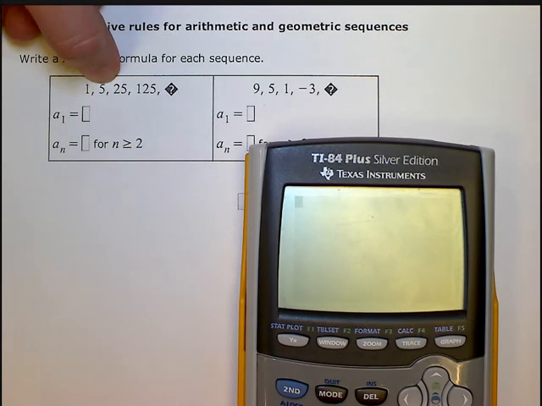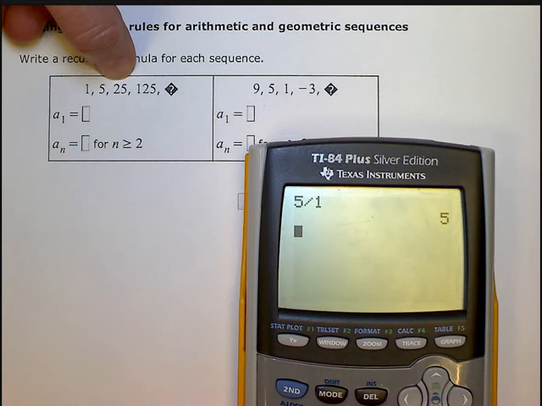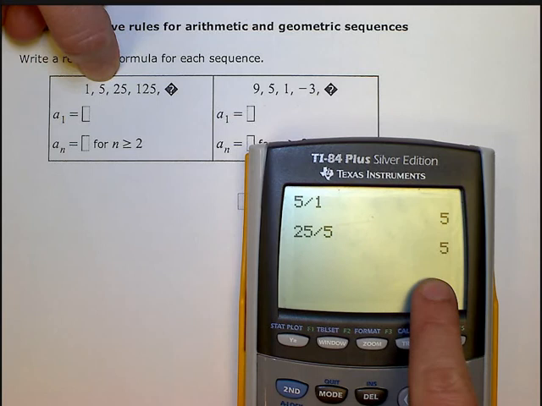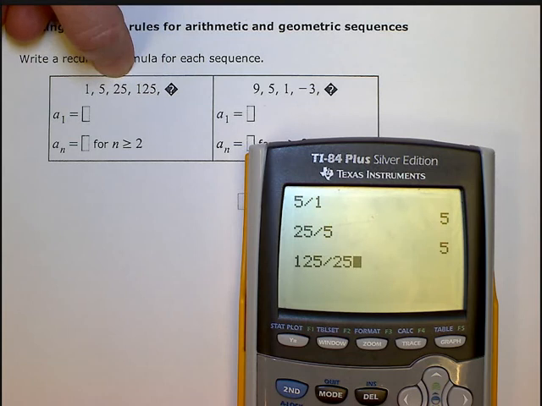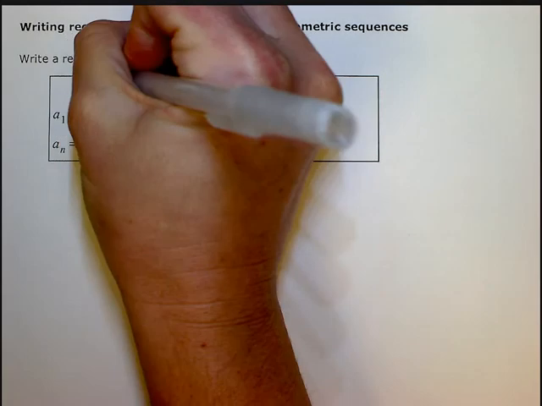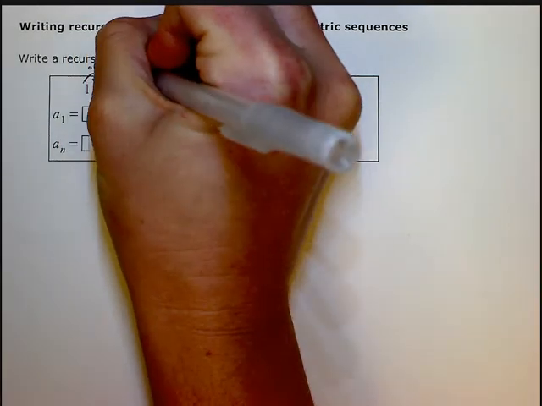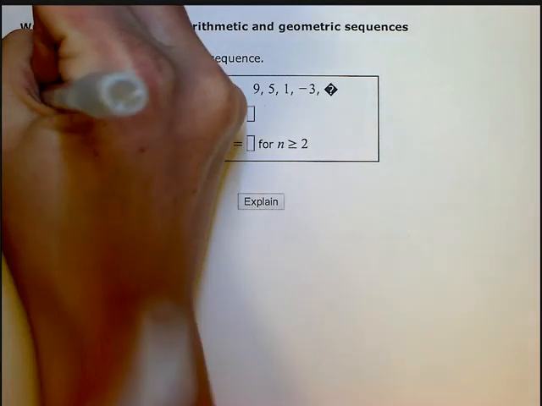We take the second term and divide it by the first term. There's what we would multiply by. Then we take the third term and divide it by the second. If these numbers are the same, it's looking like it's going to be geometric. Now I'm going to check my last one here just to be sure. My last term divided by my third term. So because each of these are 5, I can tell that I'm multiplying by 5. I can be absolutely certain that I'm multiplying by 5 here every time. Okay? So I can tell it's a geometric sequence with my common ratio being 5 because I'm multiplying by 5.